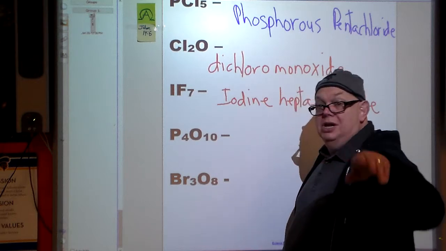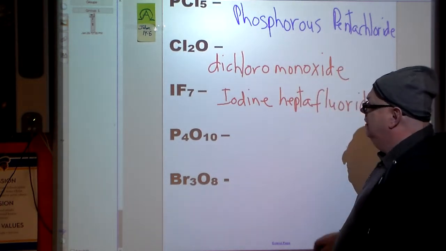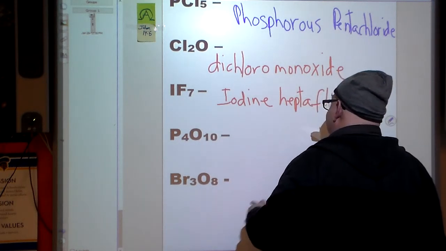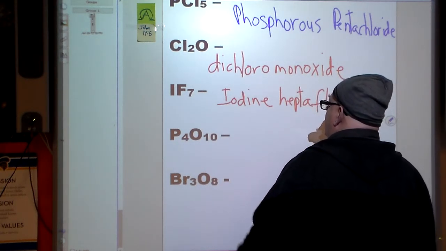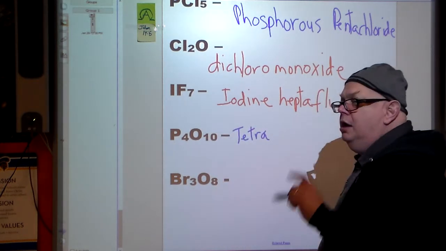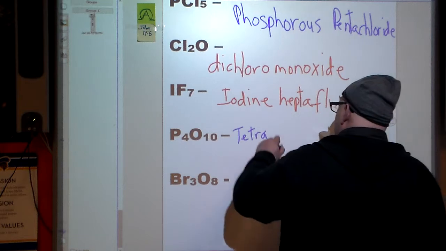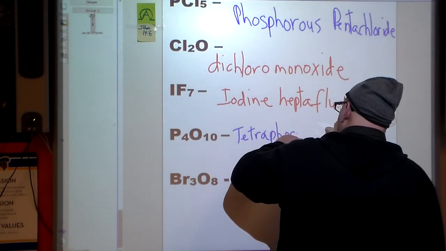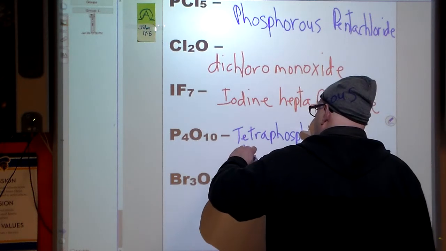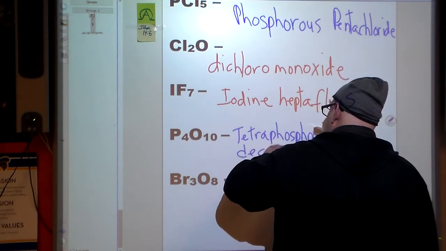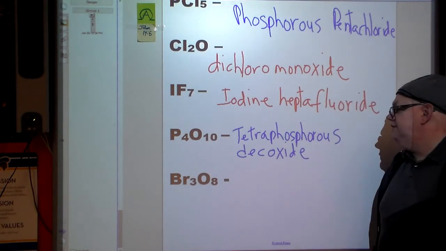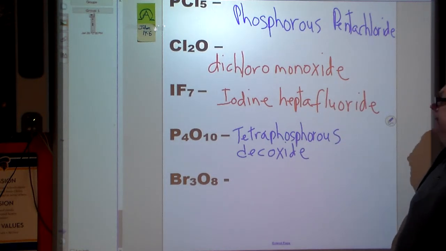Okay, let's go. We've got a couple more and then we're going to call it quits. All right, so I've got 4 phosphorus and 10 oxygens. I'm going to go with tetra because that means 4. Okay, tetraphosphorus decoxide. Like that. So tetraphosphorus decoxide. Okay?